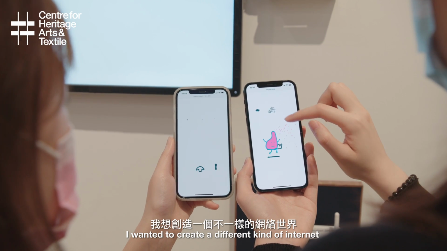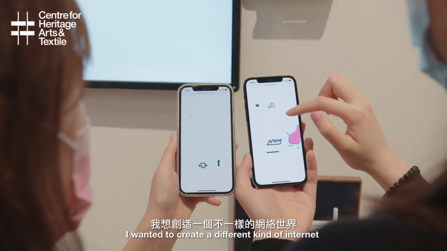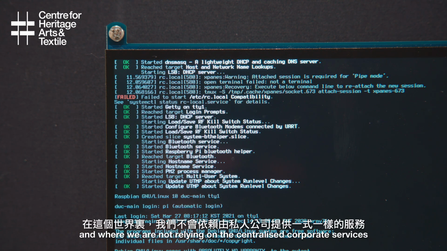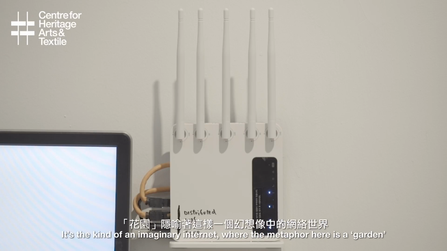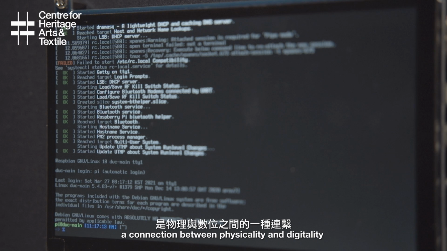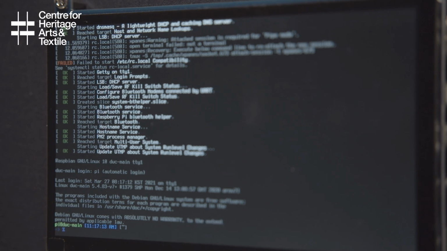I wanted to create a different kind of internet where the physical relationships are honored and where we are not relying on the centralized corporate services. So it's a kind of an imaginary internet where the metaphor here is a garden. I think it's really interesting to think about Wi-Fi as an artistic space, the connection between physicality and digitality.